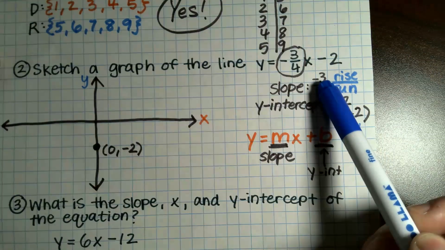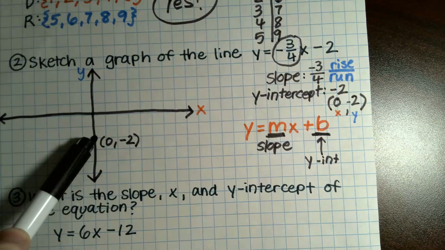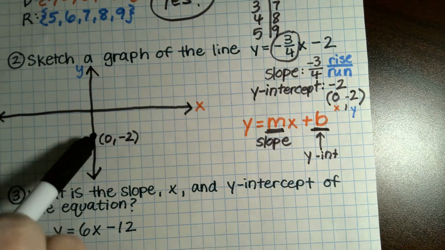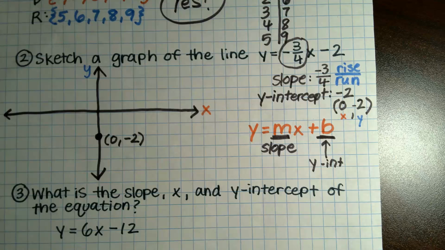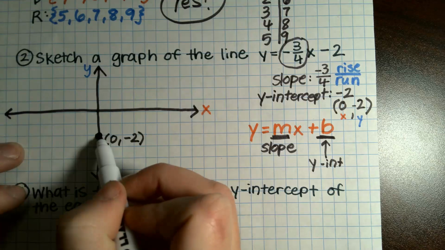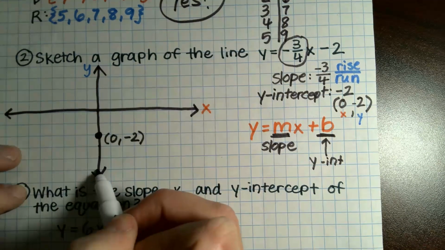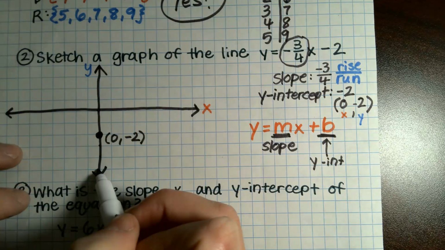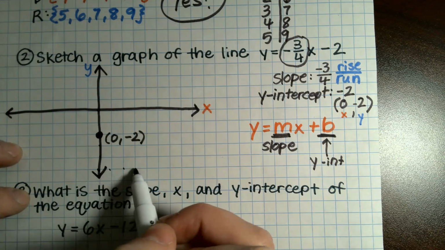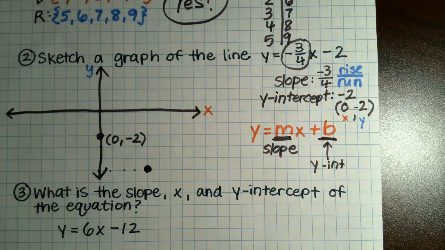If our rise is -3, when we start from our y-intercept, -2, how are we going to move? Down here to the right. Yes. So rise is -3, so I'm going to start here and go 1, 2, 3. And my run is what? To the right 4. Yes, it's +4. So I'm going to go 1, 2, 3, 4. Okay. And there are my 2 points.